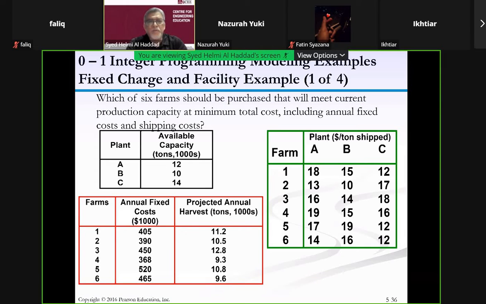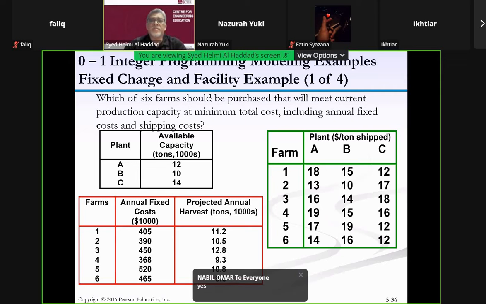What is the objective? Objective is to minimize the cost, right? Which of 6 farm should be purchased? So we have 6 farm. So number of farm, is it integer or not? Of farm. The size of the farm is not, but number of farm is integer, right? How many farms you have? Okay, that's good. Anything else?